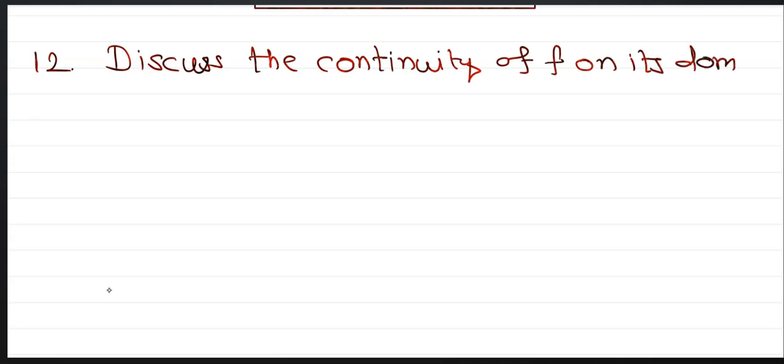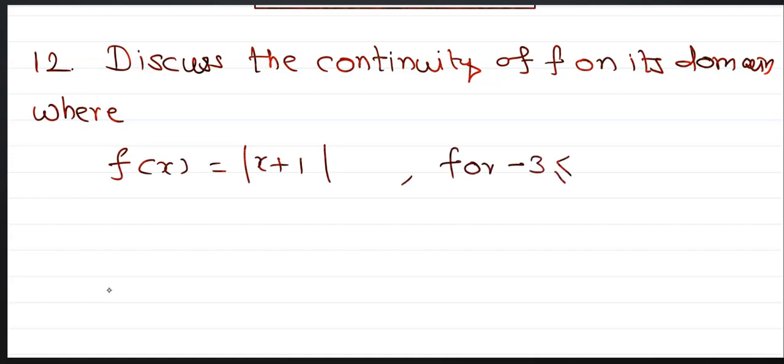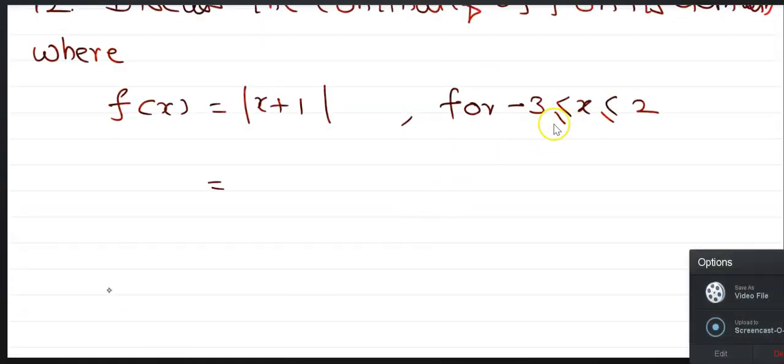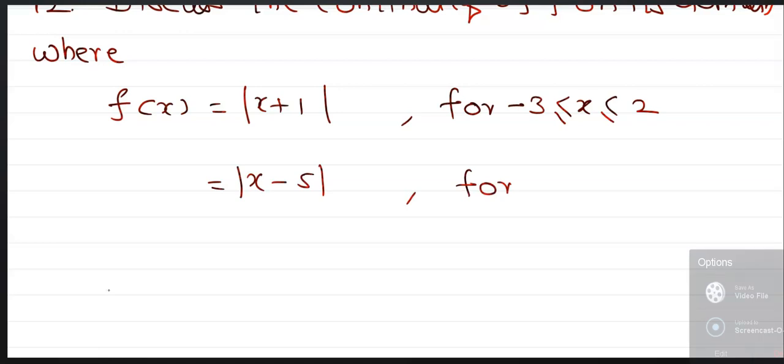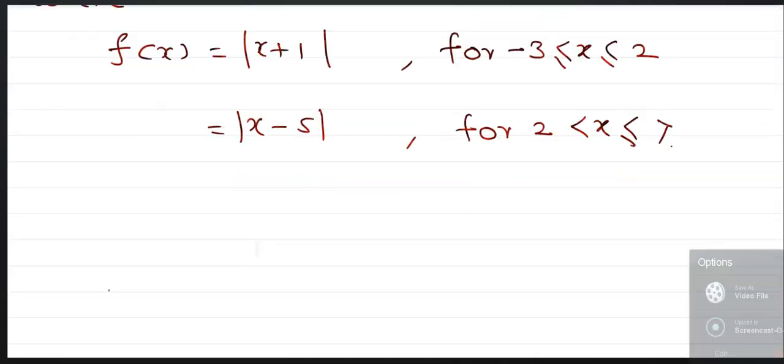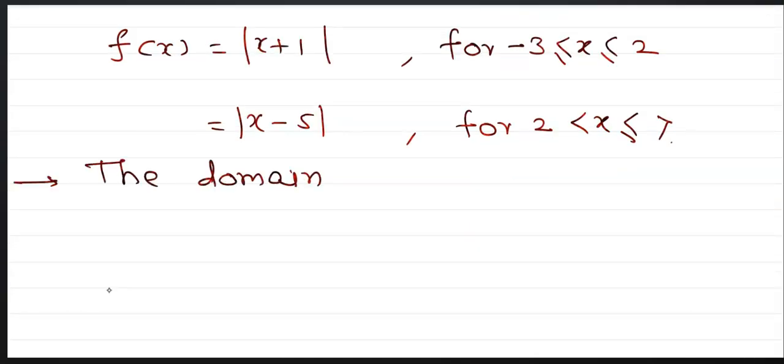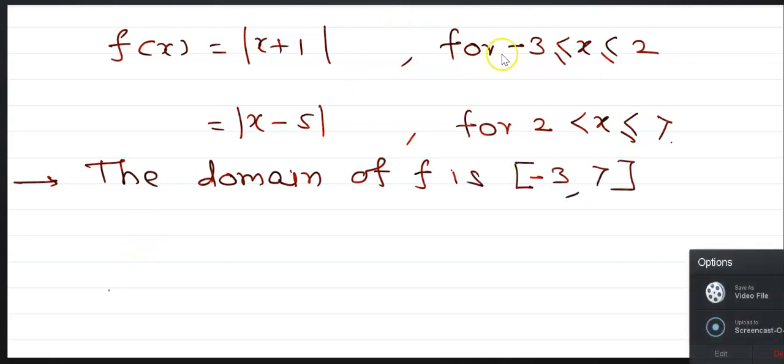problem number 12. Discuss the continuity of f on its domain, where f of x is equal to mod of x plus 1 for x lying between minus 3 and 2, and equal to mod of x minus 5 for x lying between 2 and 7. The domain of f, now here clearly it starts from minus 3 to 7. Therefore, the domain of f is minus 3 to 7.